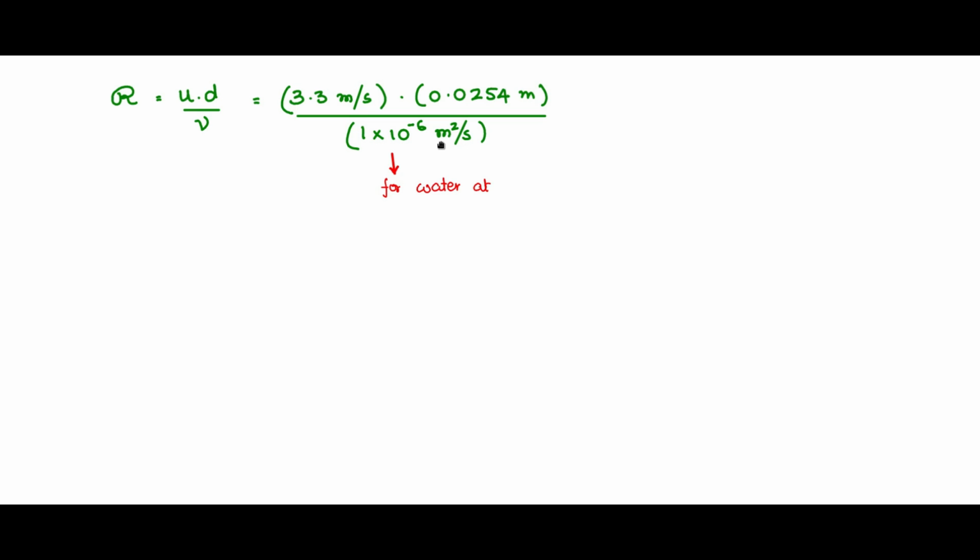So for water at 20 degrees centigrade, you can look into the science tables. You will see that it is around 1.004. I approximately put it at around 1 into 10 to the power of minus 6 meter square per second, and when you apply these values and calculate, you will get 83,820, much larger than 4,000. So the flow is turbulent.